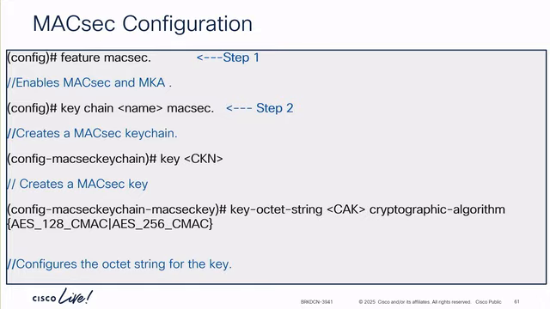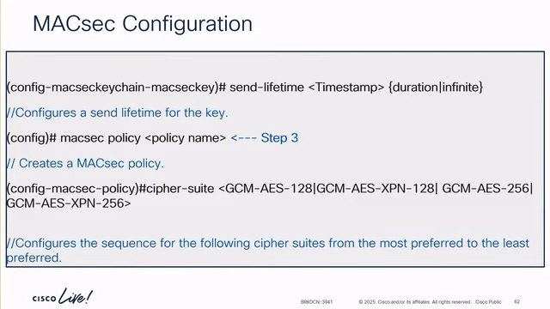Now the keychain, notice I put key CKN. Now what's CKN? It's not another type of key. It's the value that we use to identify the CAK. Remember what's the CAK? That's the key that we use to create all the other keys, right? And then I specify the CAK. It's an octet string value, and I identify the algorithm that I'm going to use to encrypt and exchange this CAK with my peer.